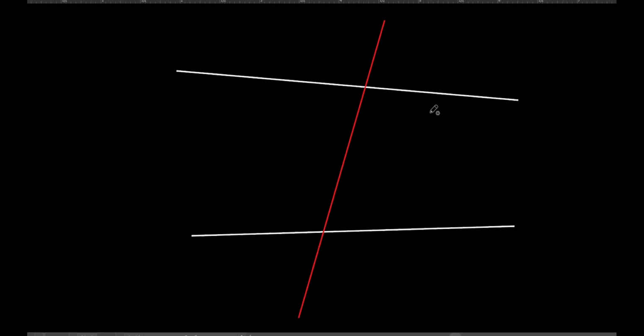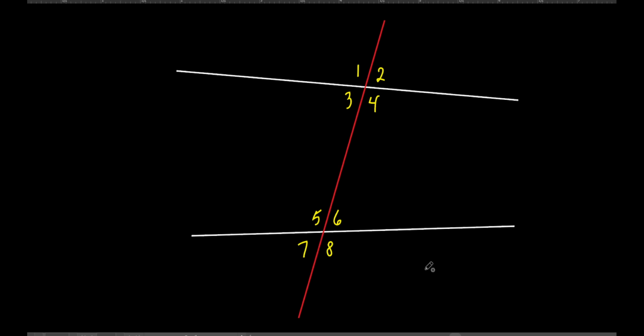But we do have some angles. Let's put this in a different color. Let's say that this is angle 1, 2, 3, 4, 5, 6. Still getting used to this tablet. I changed one setting from the last class. It seems to be working a little better now.